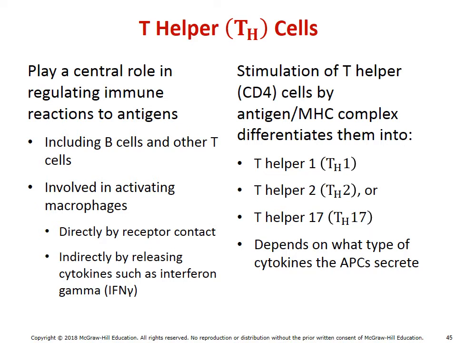T helpers are going to be very important in allowing for the activation of other aspects of immunity. So they play a central role in regulating immune reactions to antigens, including again B and T cell responses. They're also going to be necessary in activating things like macrophages, or even activation of cytokines and interferons to prime other cells to protect themselves. Ultimately, the stimulation of a T helper CD4 cell can allow for differentiation into T1s, T2s, or T17s. And the idea is that each one of these T helpers has a unique feature that they can do.